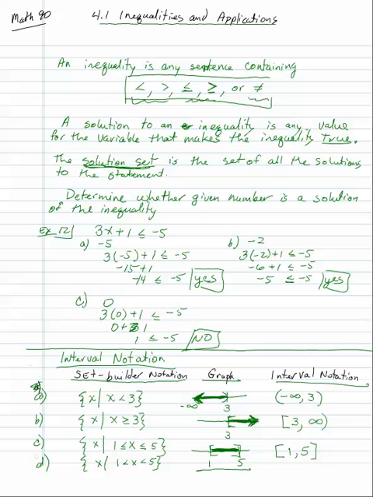So you would make a number line, you'd use parentheses. And this would be parentheses 1 to 5. Okay?